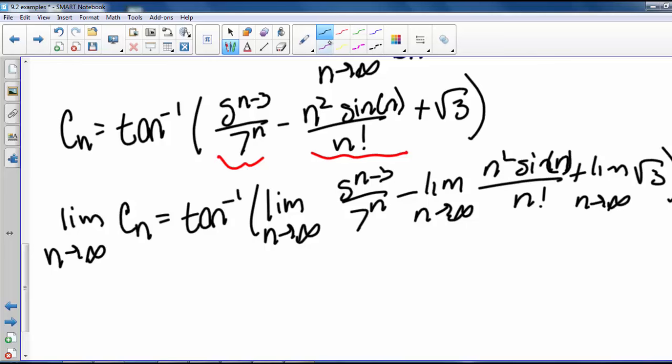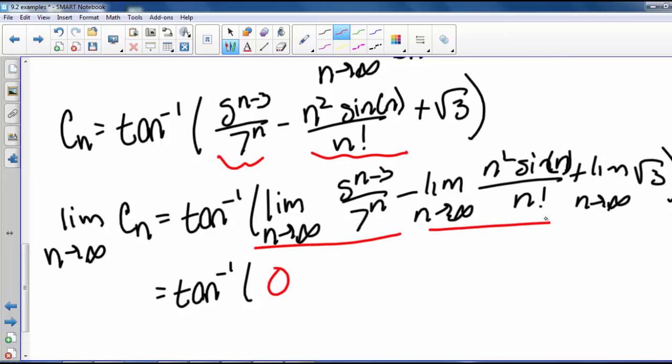So we have that this equals the inverse tangent. We found that this limit was 0, as was the second limit. And the limit as n goes to infinity of square root of 3 is just square root of 3. So the inverse tangent of square root of 3 is pi over 3, and this sequence converges.